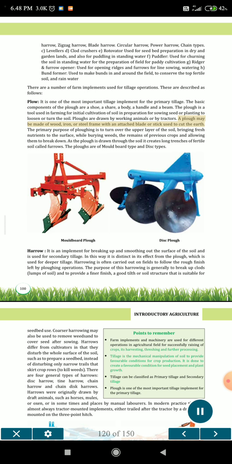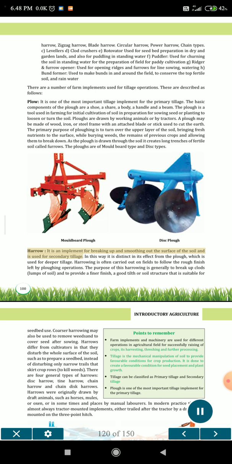A plow may be made of wood, iron, or steel frame with an attached blade or stick used to cut the earth. The primary purpose of plowing is to turn over the upper layer of the soil, bringing fresh nutrients to the surface, while burying weeds and the remains of previous crops and allowing them to break down. As the plow is drawn through the soil, it creates long trenches of fertile soil called furrows. The plows are of mold board type and disc types. Mold board plow. Disc plow.